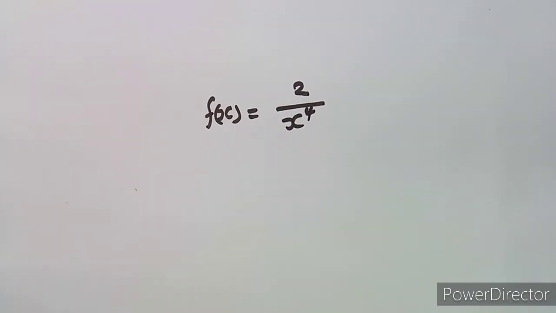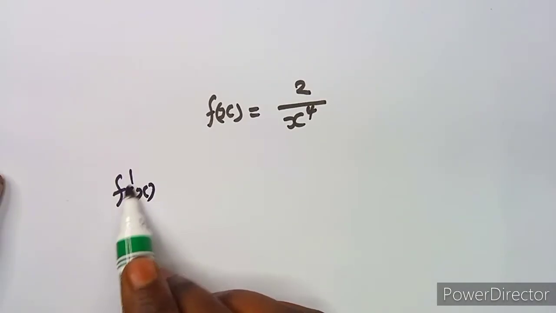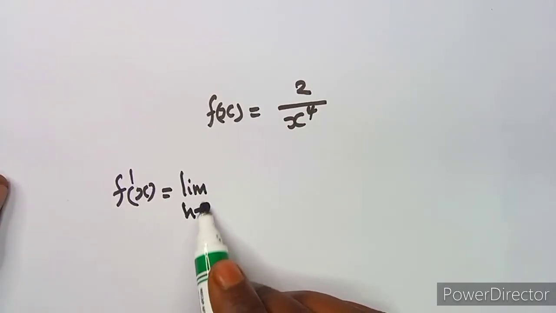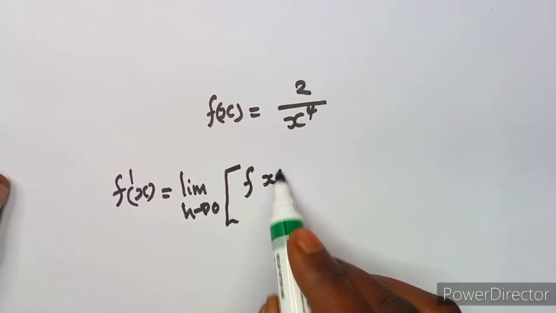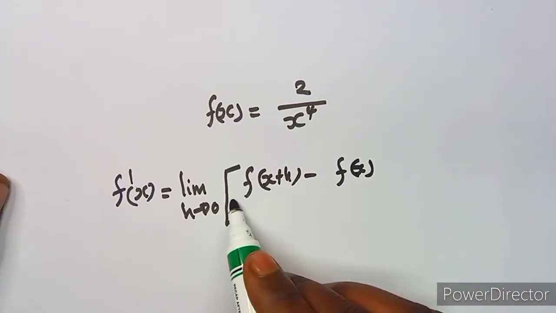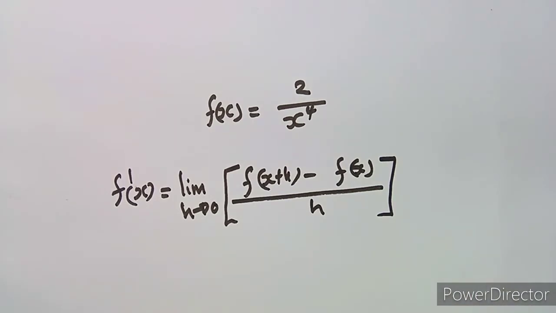Okay, I want you to understand this, guys. We know that when we are working with the derivative using the first principle, we are going to apply the first derivative with respect to x, which is equivalent to the limit as h approaches 0, where we are going to have f of x plus h minus f of x over h. This is the formula that you are supposed to use, as we know.